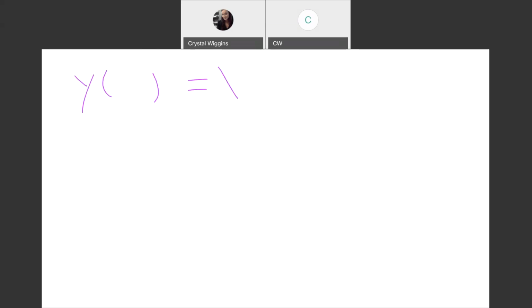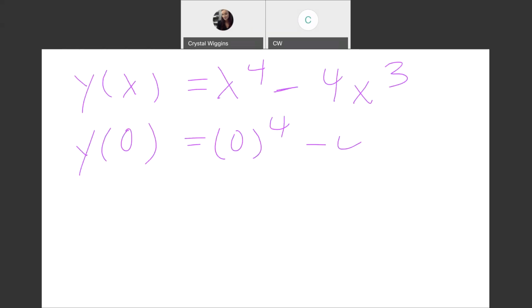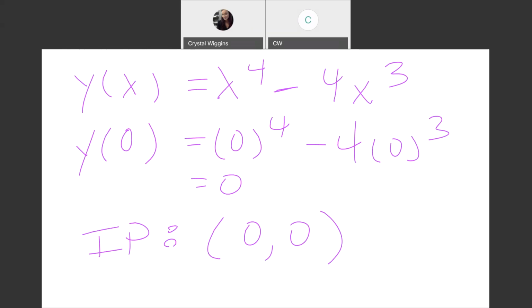So our original function was x to the 4th minus 4x cubed. So let's find the y value for the inflection point x equals 0. So 0 to the 4th minus 4 times 0 cubed gives you 0. So our inflection point is the point 0, 0. So that's important to know. So we are going to need to use the point 0, 0 at the point in which we have inflection.